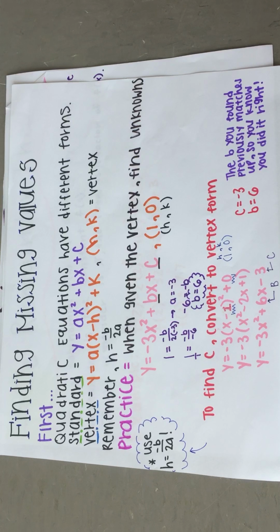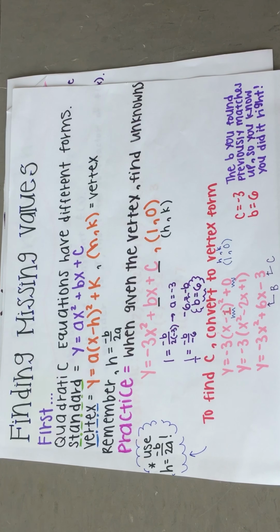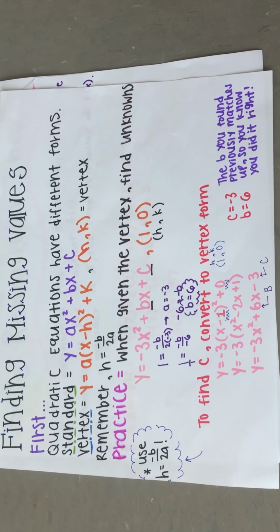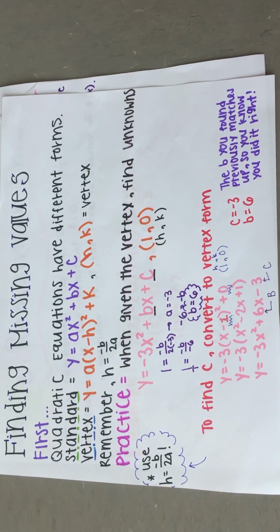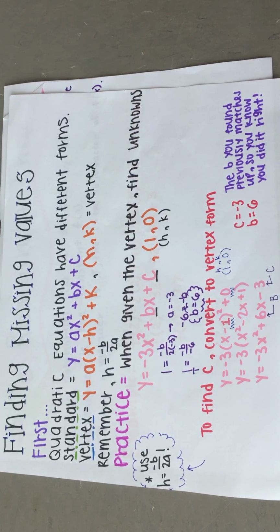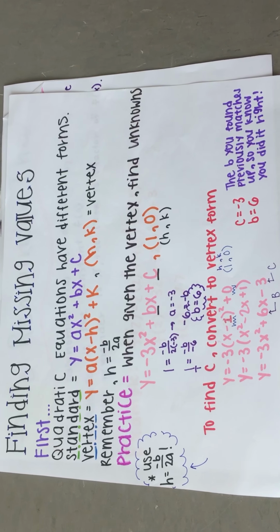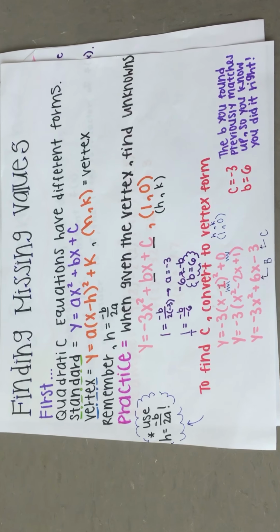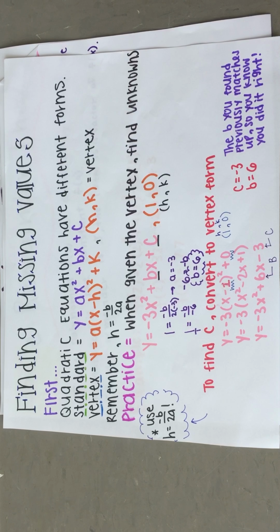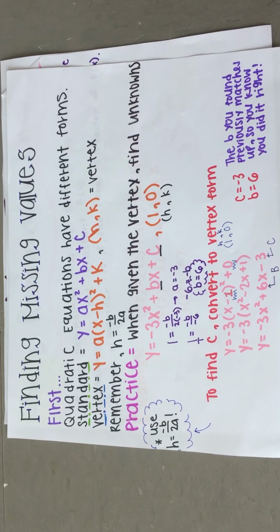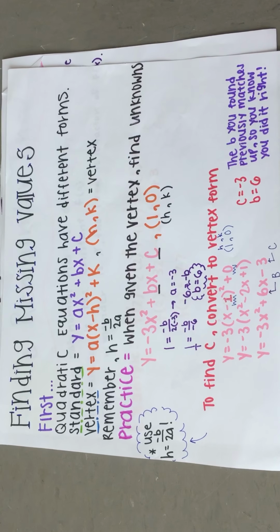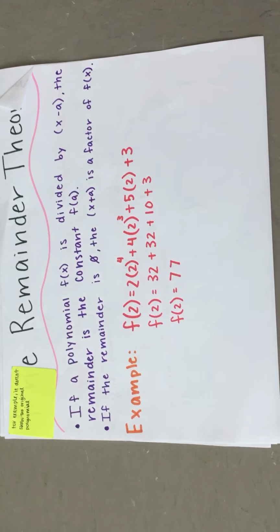So in order to find b, you plug in the numbers into h equals negative b over 2a, and you get a equals negative 3. And then you would plug it in again, and you get b equals 6. And in order to find c, you have to convert the equation into vertex form. And when you do that, you end up with an equation y equals negative 3x squared plus 6x minus 30. And the b you found from the previous equation matches up, so you know you did it right.